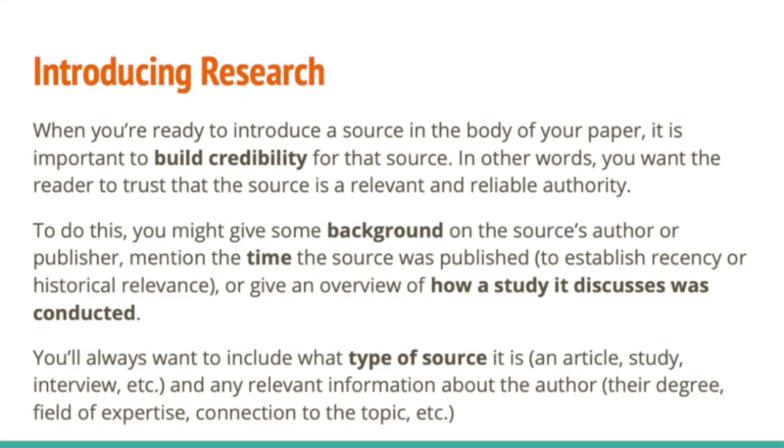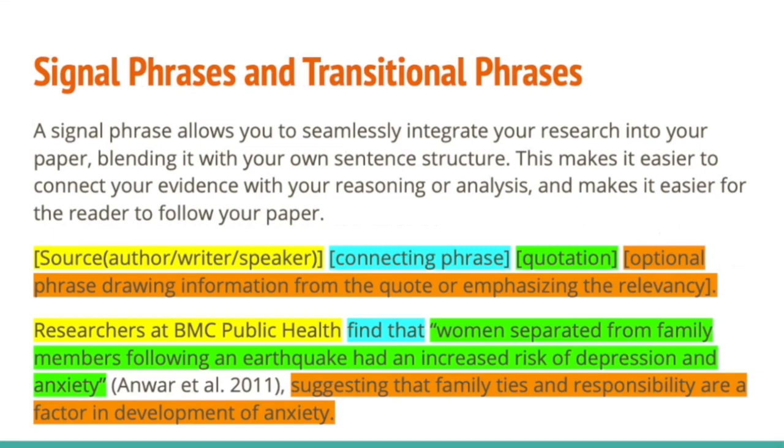You always want to describe what type of source it is and any information about the author that would help the reader to trust and understand why you're using that person's information. So in order to describe and introduce the quotation or the paraphrase that you are citing in your paper, you need to use signal phrases and transitional phrases to help the reader understand the transition or the move from your own words to someone else's words.